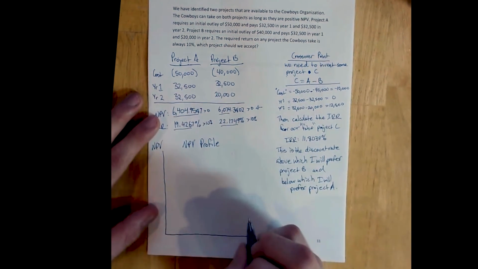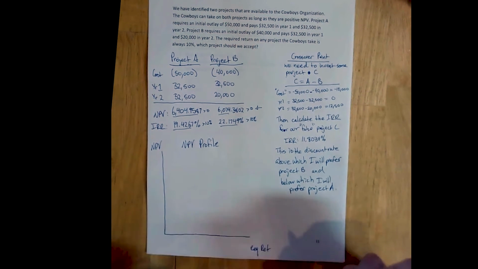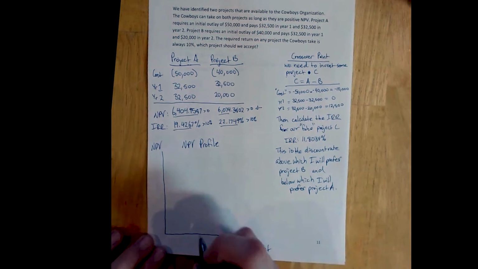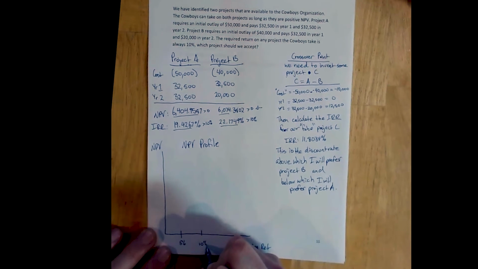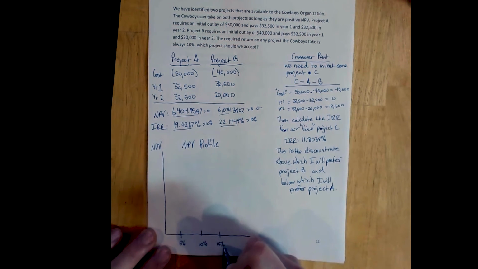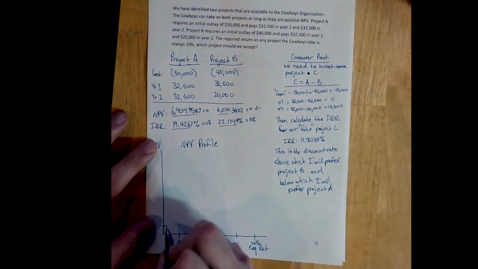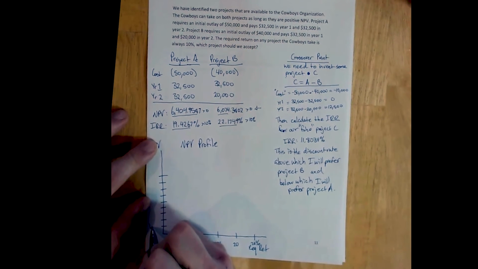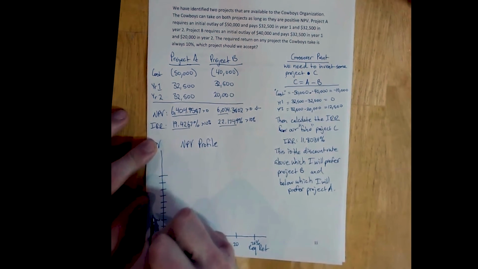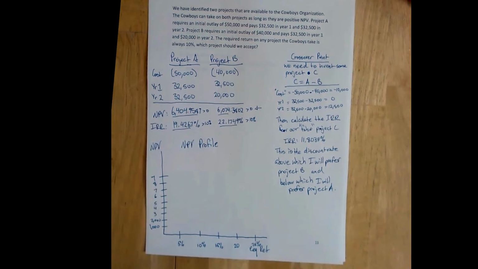So on one hand we have the net present value in thousands, and on the other hand we have the required return, the discount rate, in percent. So we'll draw 5%, 10%, 15%, 20%, 25%. And on the net present value side of 1,000, 2,000, 3,000, 4,000, 5,000, 6,000, 7,000, 8,000, 9,000.